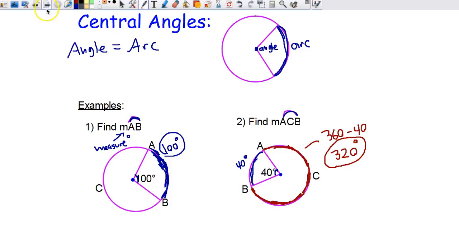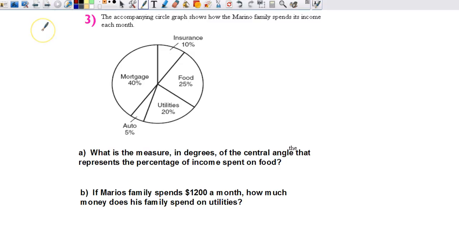All right, next example. You've all seen pie charts before. You use these a lot in statistics classes. Let's read the problem. The accompanying circle graph shows how the Marino family spends its income each month. You'll notice this is broken down in percentages. The larger the percentage, the bigger the wedge is going to be. A big chunk of it is the mortgage. It costs a lot to buy a house. Then the auto, utilities, food, and insurance. And these are all percentages.